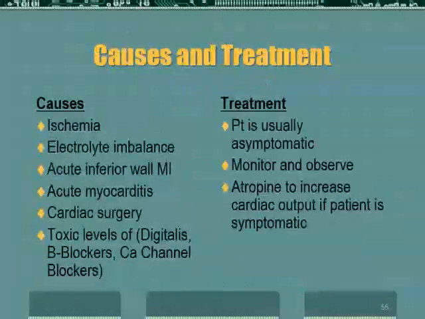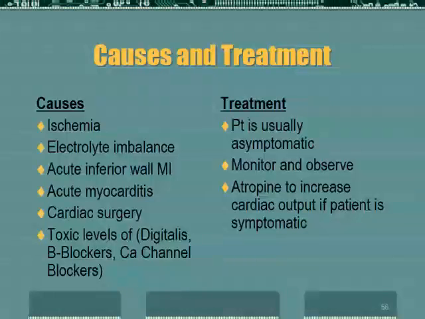Causes are listed, could be ischemia, electrolyte imbalances. Patients who have had an acute inferior wall MI. If you remember from a previous cardiac lecture, we talked about the different coronary arteries and which ones feed the SA node and AV node. So if one of those coronary arteries were affected, then that could affect their rhythms and their conduction through the heart, those types of things.